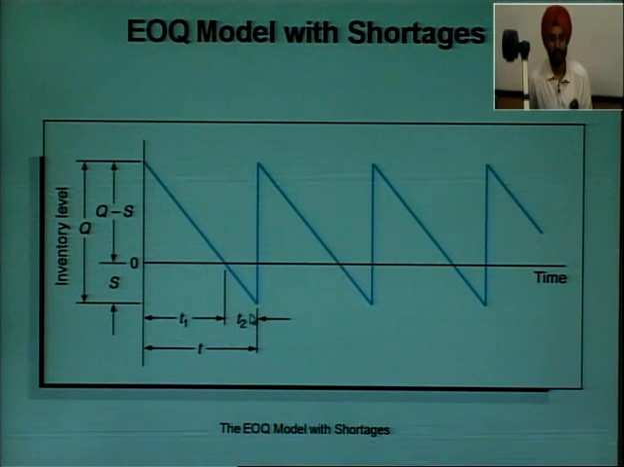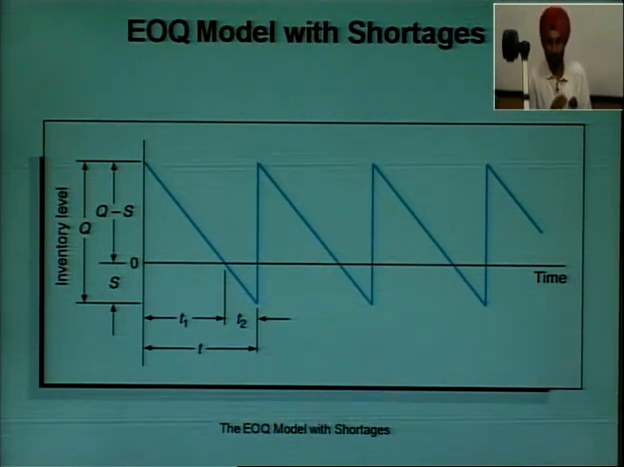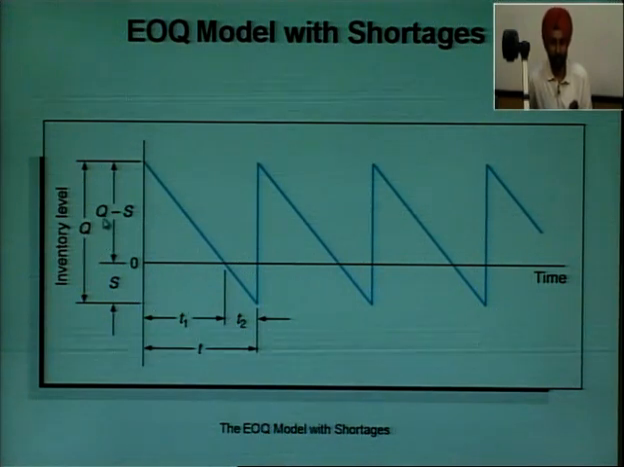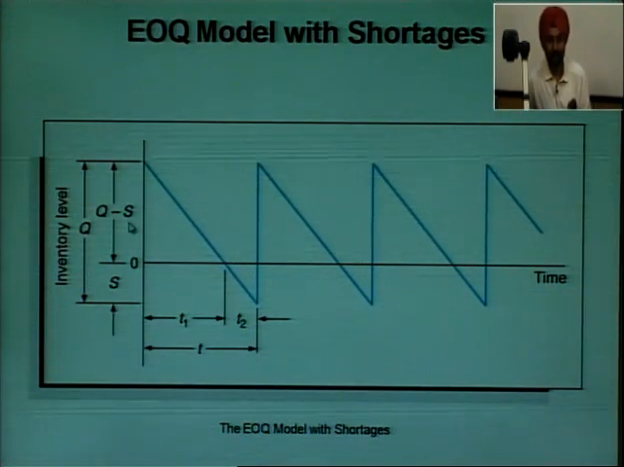Now, here were the shortages. So after T, when we received Q, then for the next period the inventory available is not Q, it is Q minus S, because a part of this Q, that is S, will be used for meeting the orders of the previous period. So, inventory available for the next period will not be Q, but instead it will be Q minus S.